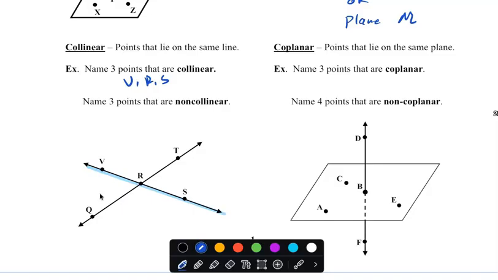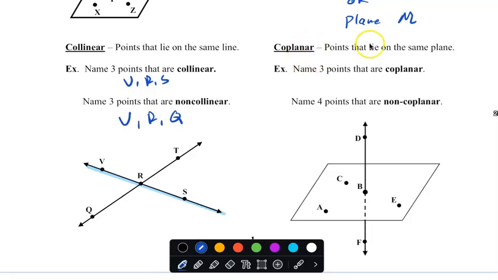The next one, name the 3 points that are non-collinear. So similar idea, right? Non-collinear is exactly as it sounds. So not on the same line. So if these three are on the same line, I just gotta pick 2 of them and then one that's not on the same line. So like I say V, R, and Q. Those are non-collinear. All right, there's lots of answers there. You could go VRT, you could go SRT, lots of answers.